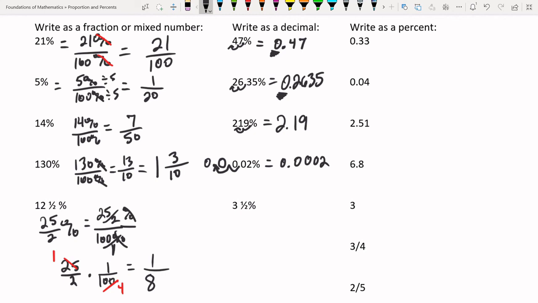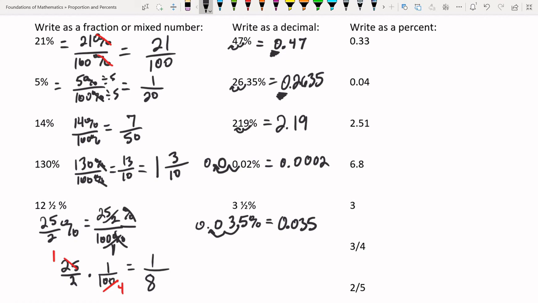3 1/2%. Let's change this into a decimal number first. 3 1/2 is the same thing as 3.5. And now all we have to do is move it 2 spaces. I have to add a couple of zeros around it. So we get 0.035. That's how you go from a percentage to a decimal.